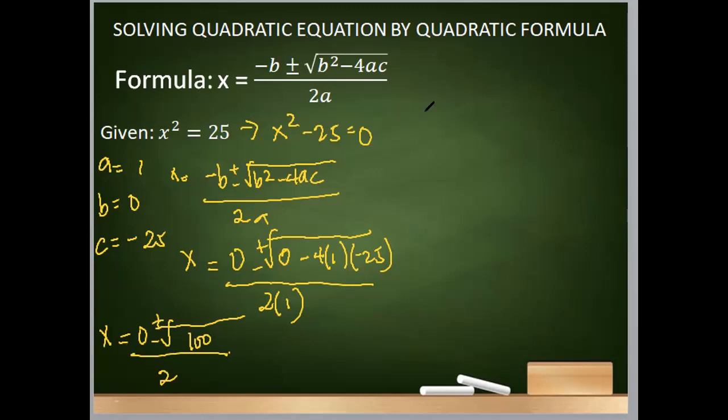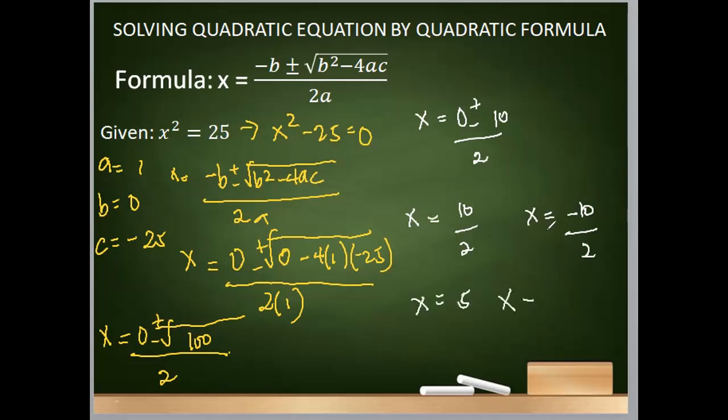So, x is equal to 0, positive and negative. What is the square root of 100? That is 10 over 2. So 10 divided by 2, or sige, paghiwalayin na lang po natin sila. The value of x is equal to, kahit di na po natin ilagay sa 0, positive 10 over 2 and x is equal to negative 10 over 2, or 0 plus 10 is 10, 0 minus 10 is negative 10 over 2. So the value of x is 10 divided by 2 is 5, and x is equal to negative 10 divided by 2 is negative 5.